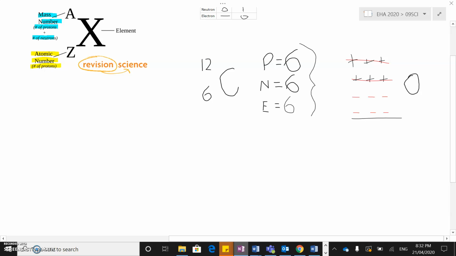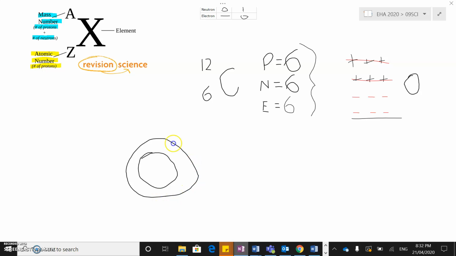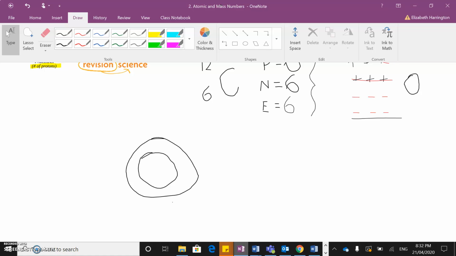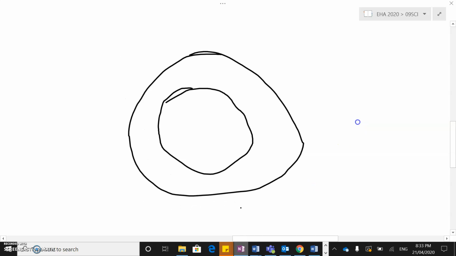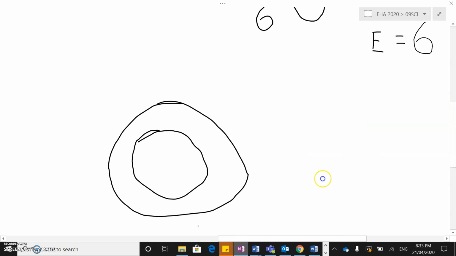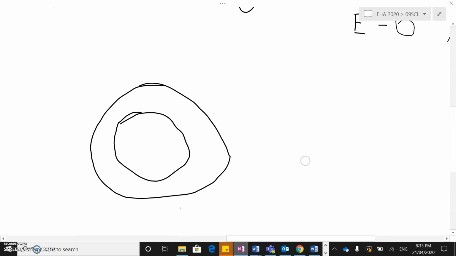So, our carbon atom, I started there with 2 electron shells. Let's draw that a little bit neater. So, started there with 2 electron shells. Those electron shells are where our electrons are going to live. In the nucleus of our element are our protons and our neutrons. We know from our working that we have 6 of each.